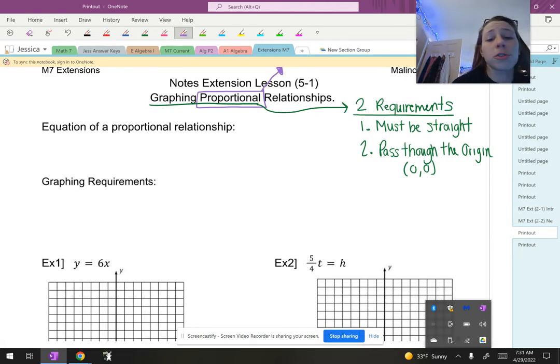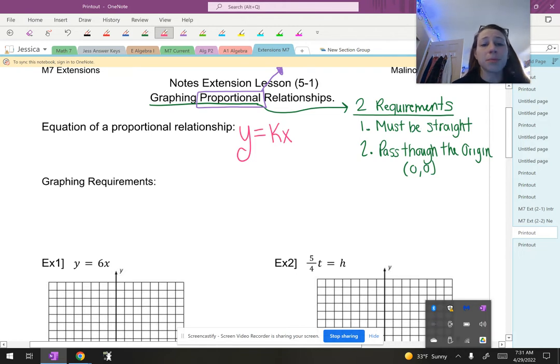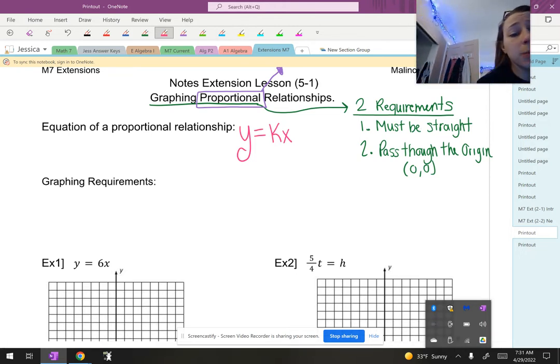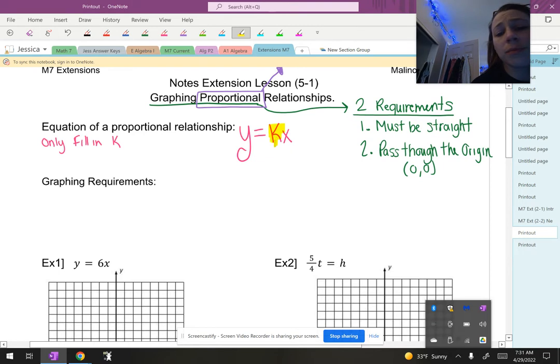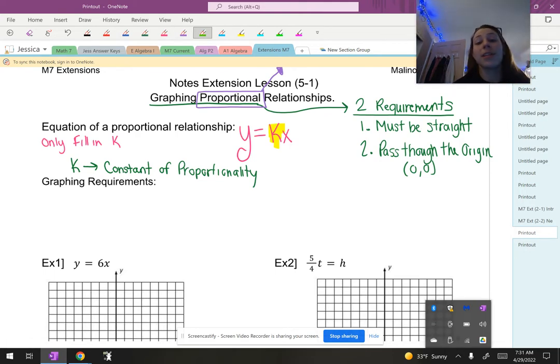So the equation of a proportional relationship, which you just did a question on in your take-home quiz, is y equals kx. And remember, the only piece we're filling in is k. If you recall, k is your constant of proportionality, aka that constant unit rate.